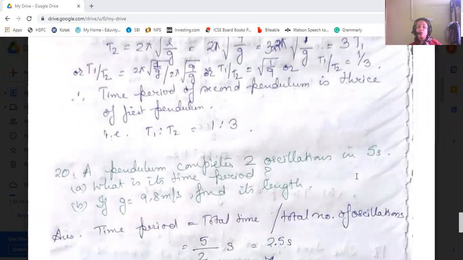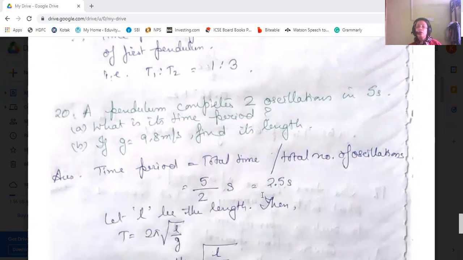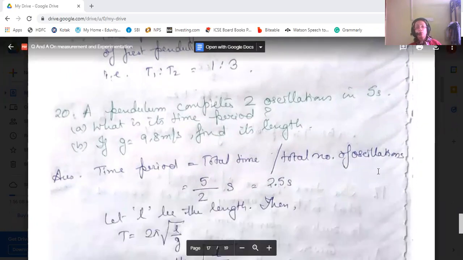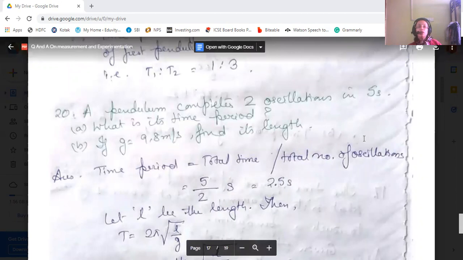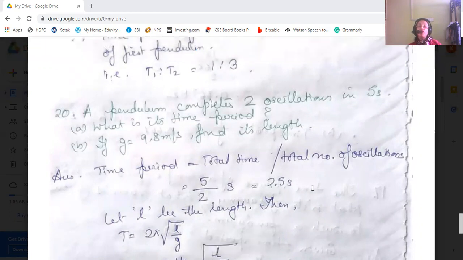And if g is 9.8 meters per second squared, find its length. Time period is equal to total time by total number of oscillations. Total time is given as 5 seconds. So 5 by the total number of oscillations, which is 2, gives us 2.5 seconds. Time period is 2.5 seconds.